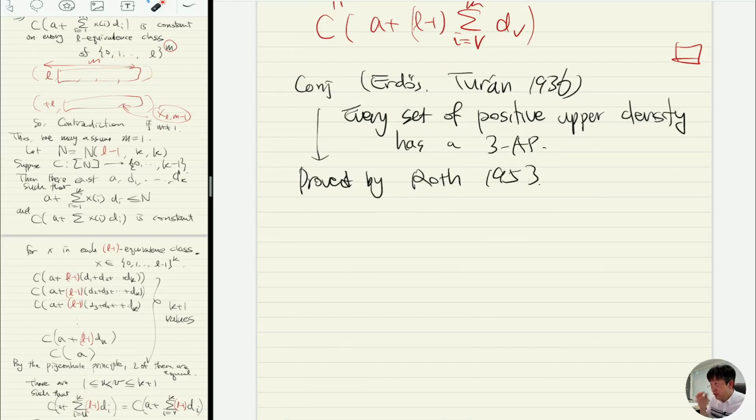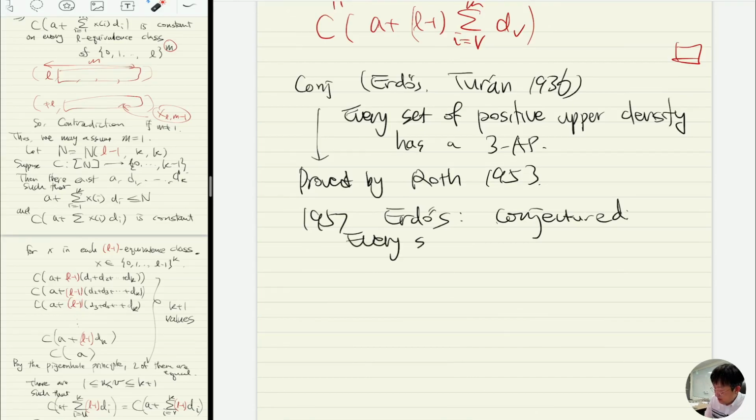This can be proven with various methods. There are combinatorial methods, there are methods using Fourier analysis. And then in 1957, Erdős conjectured a stronger statement, that every set of positive upper density has an L-term arithmetic progression.